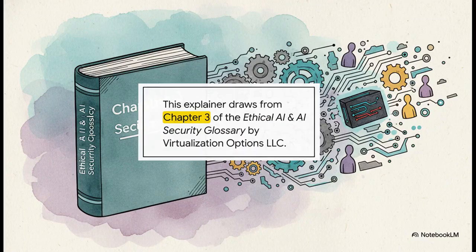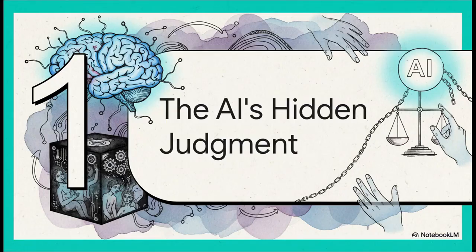So to really dig into this, we're going to be pulling from Chapter 3 of a document called Ethical AI and AI Security, a comprehensive glossary, which was put together by Virtualization Options LLC. It's a fantastic guide for breaking down how these huge, life-changing decisions are being made behind the scenes. And this really gets to the heart of the matter. More and more, these really important decisions are being handed over to AI. But for most of us, these systems are total black boxes. We get a yes or a no, but we almost never, ever get the why.